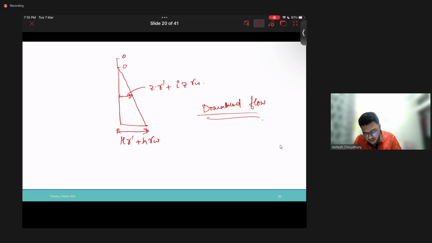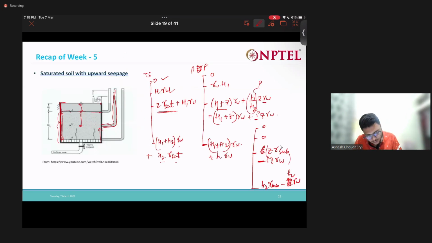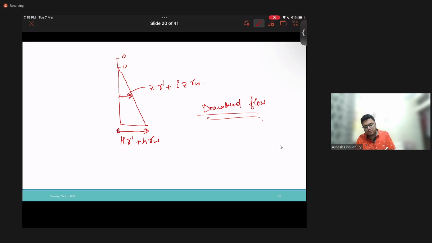So actually what is happening is that during upward flow, this term is negative. The seepage pressure is actually reducing our effective stress, and when there is downward flow, our effective stress is actually increasing due to this seepage. So this term is coming due to the seepage. This i z gamma w term is called the seepage pressure. So that is increasing my effective stress.